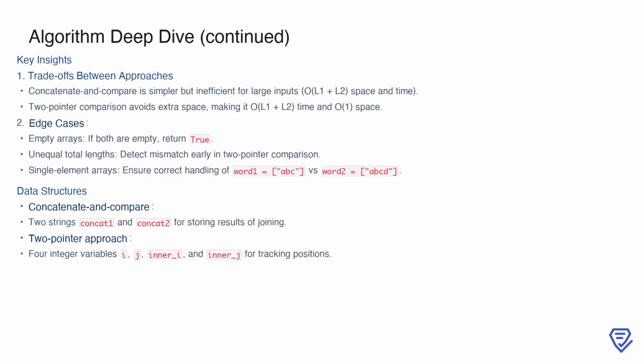For instance, if both arrays are empty, we should return true since they represent the same empty string. If the total lengths of the two arrays differ, the two-pointer method can detect this mismatch early and avoid unnecessary comparisons. Lastly, single-element arrays such as ["ABC"] versus ["ABCD"] must be handled correctly to ensure accurate results. These nuances highlight the robustness of the two-pointer approach in handling various scenarios.